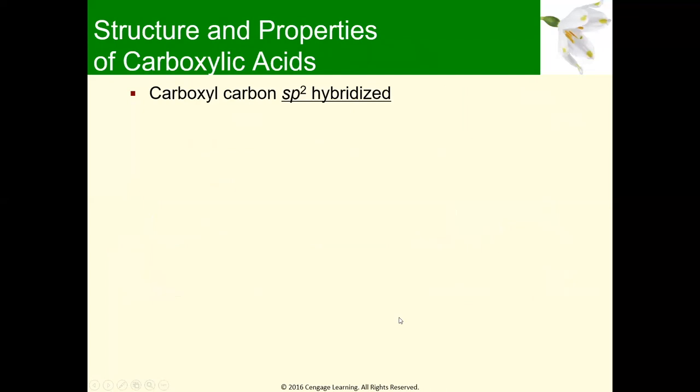Okay. So we'll move on from naming to talk a little bit about the structure and properties of carboxylic acids. The carbon that forms the base of the functional group is sp2 hybridized, which means that the atoms it's connected to are all in the same plane. It's a trigonal planar geometry, and it has bond angles of about 120 degrees. Okay.